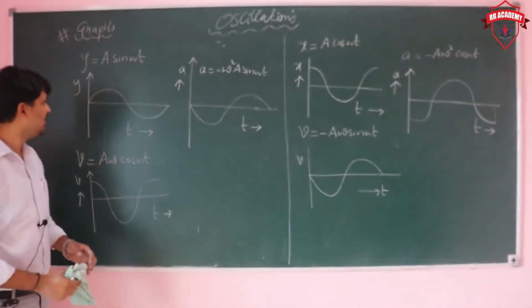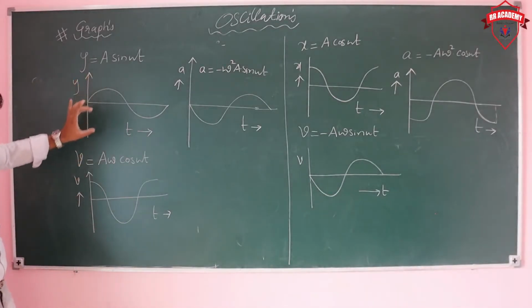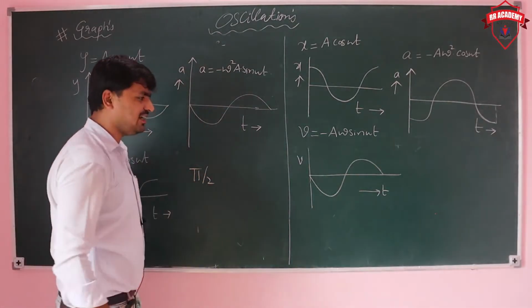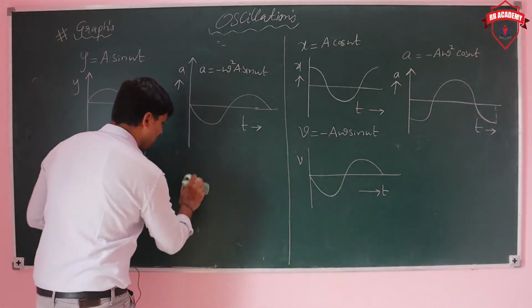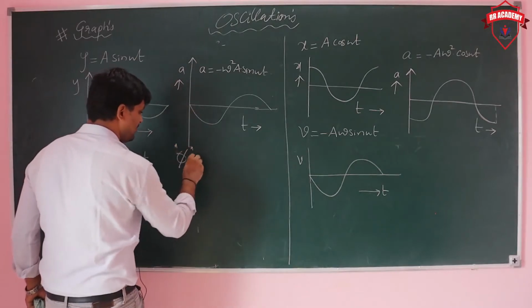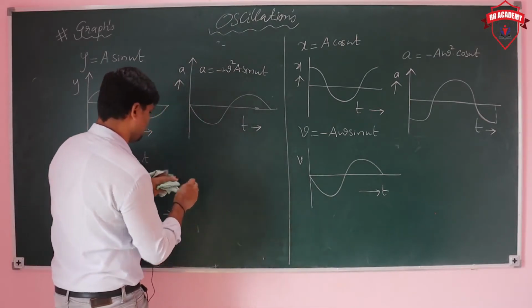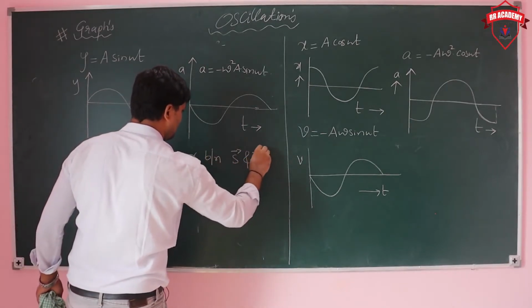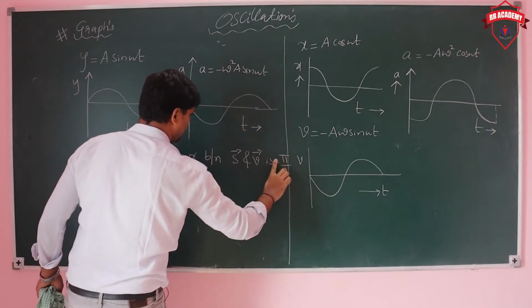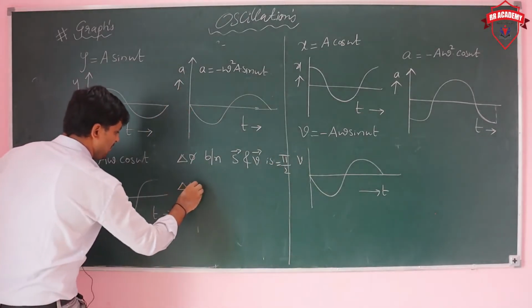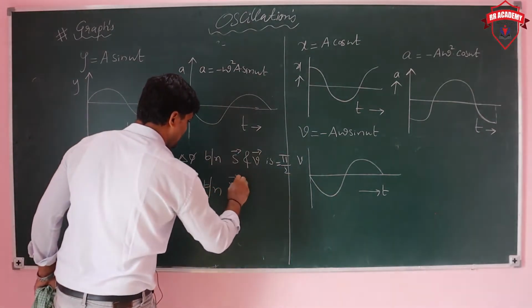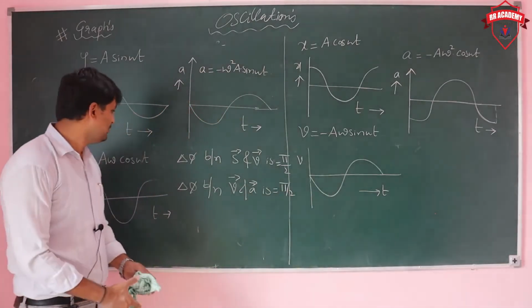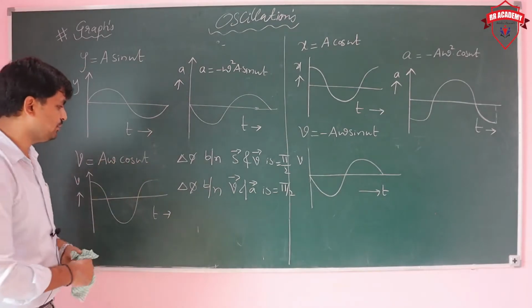So see here, what I am saying is the phase difference between displacement and velocity is pi by 2. The phase difference between velocity and acceleration is also pi by 2. See here, how much? Pi by 2.